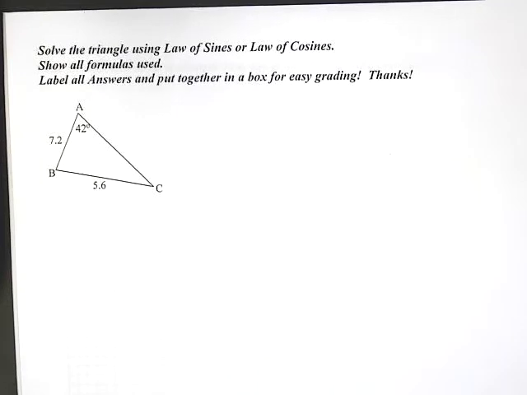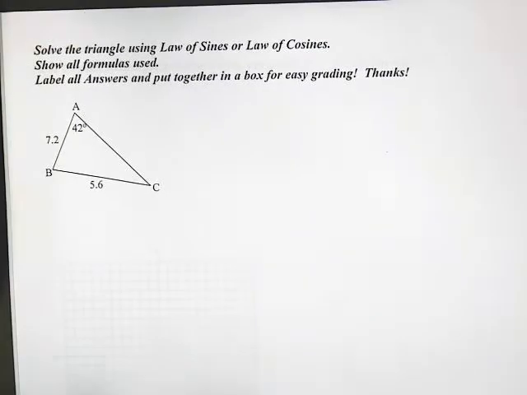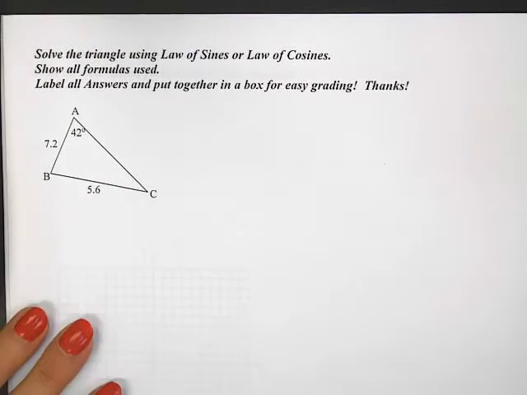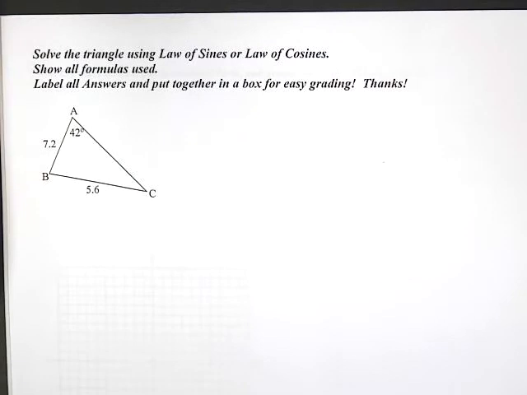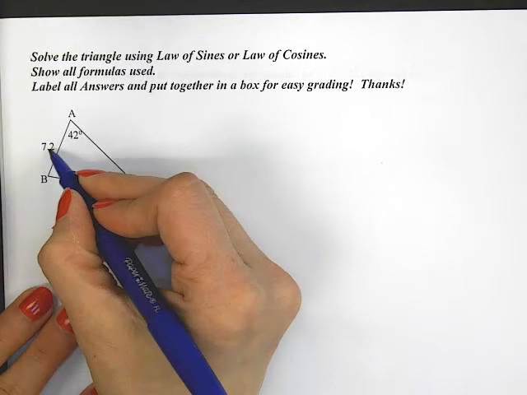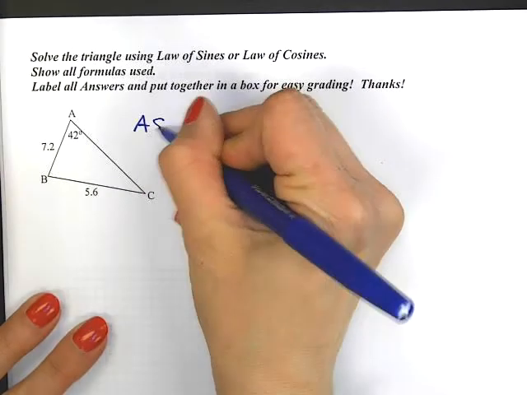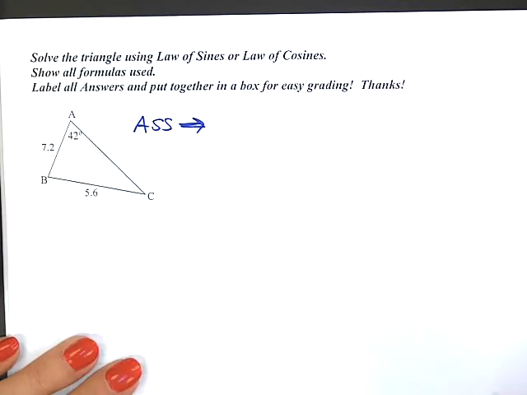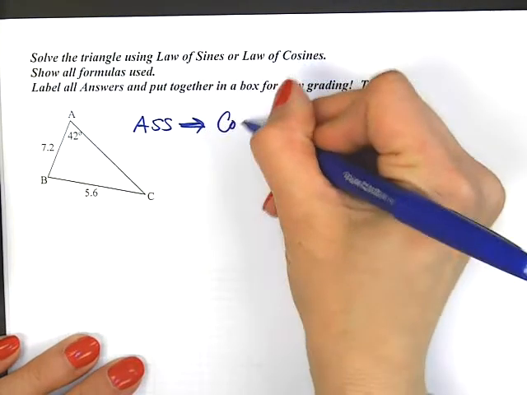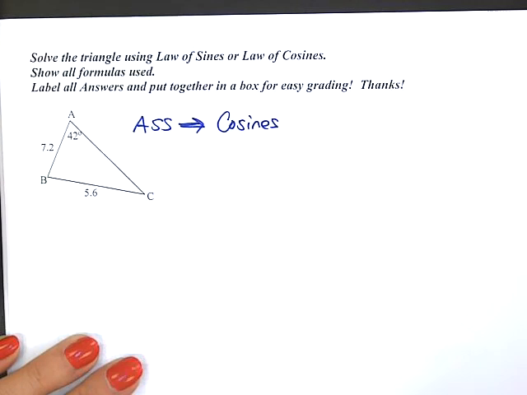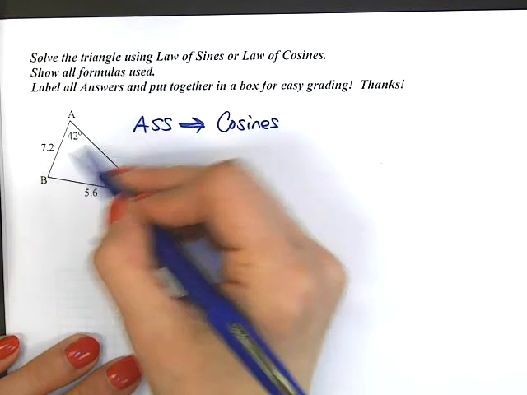All right, what else did we study in this chapter? Solving a triangle. Whenever you solve triangles, whether they're word problems or regular, make sure you look at it and check to see what information is given. This says angle side side. Uh-oh. When it's angle side side, we're definitely going to use the law of cosines. The angle will tell us how we're going to start.